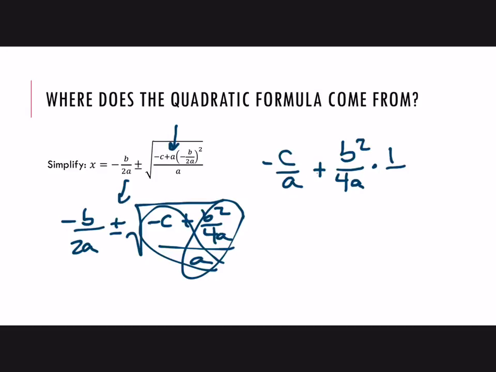So instead of dividing by a, I can multiply by 1 over a, and that ends up as b squared over 4a squared. And then the last thing I want to do inside the square root is combine these fractions. So I need a common denominator, and I'm going to make this a 4a squared. So I'm going to multiply this. Let me erase.